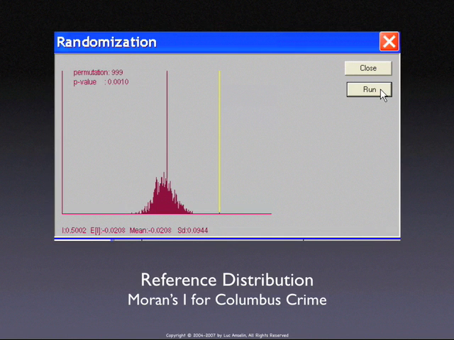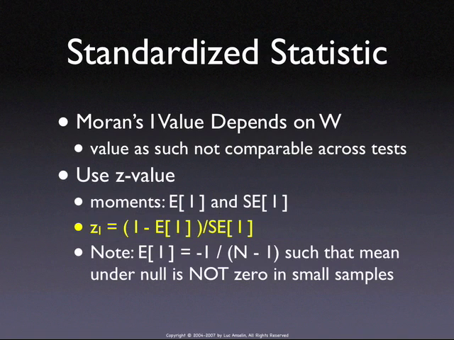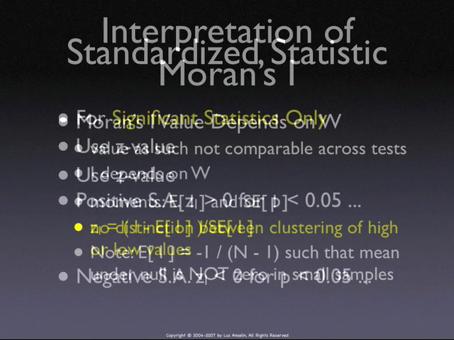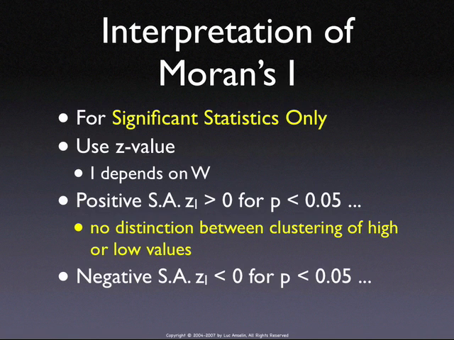And just to summarize, Moran's I value depends on the weights. They are not comparable across test statistics. Always keep in mind that different weights will give you different results. We get the z value by using these moments, and we standardize it. And important to remember, the mean is not zero. But for large data sets, and increasingly, that's what we use, it's irrelevant. For all practical purposes, it approaches zero. What does this mean? Luckily, it's kind of intuitive. Wait till you see the next one.